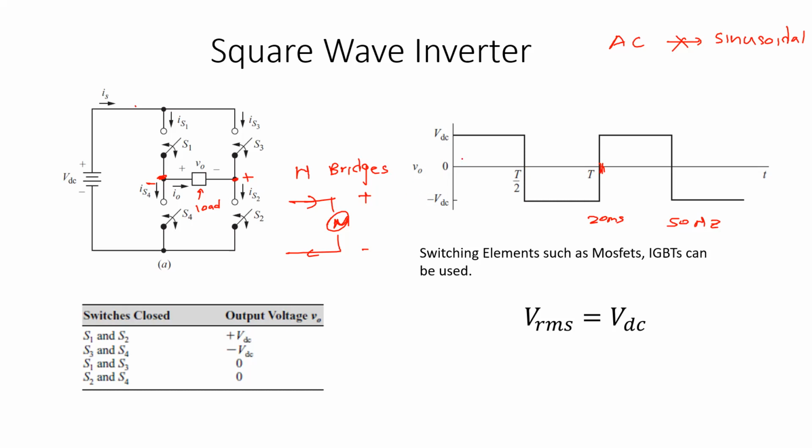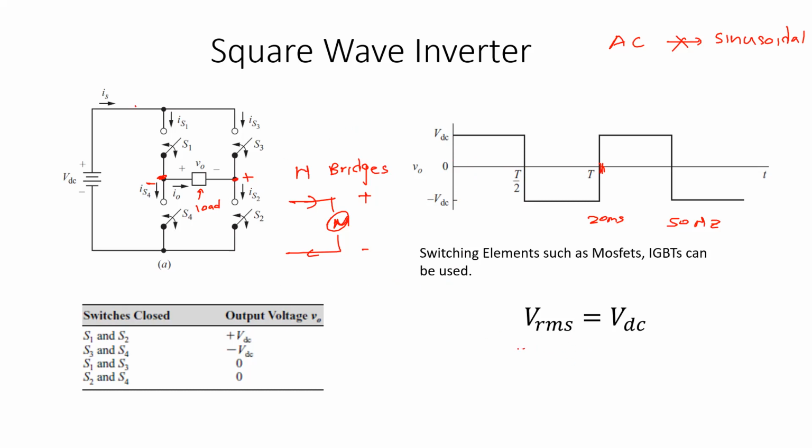So you give gate pulses, usually done by some control circuit. We are not going to talk about control circuits in this section. If you need, I will put a document up in the Moodle for you to read. Okay, and so that is the basic concept of a square wave inverter.